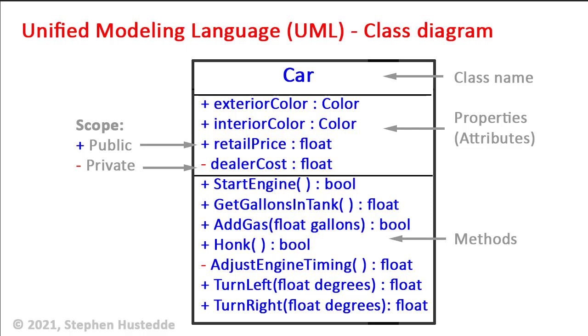The next box are methods. These are things the car does or values we can get from our car instance. So we can start the engine. We can get gallons in the tank. How full is the tank? How empty is it? We can add gas to the tank. We can press the horn and have it honk. But one thing we might not be able to do, unless we're a trained professional, is adjust the engine timing. That might be a private method that we don't have access to. And of course we have other public methods such as being able to turn left or right. So this diagram is used by the systems analyst to provide to the programmer to develop this custom class with these appropriate methods and attributes.